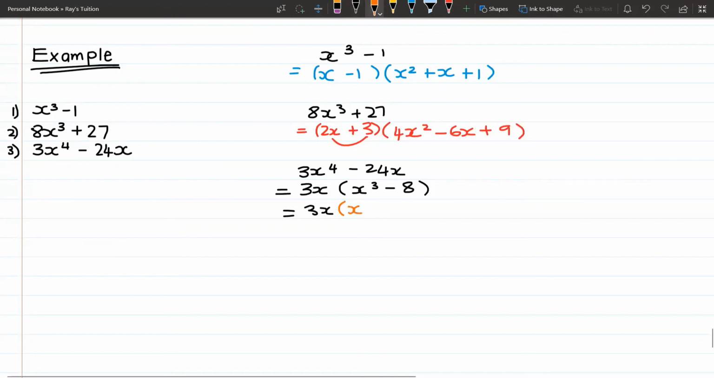So x minus 2, the cube roots of the first and second terms. The first term in the bracket squared, then multiply that together. x times minus 2 is minus 2x. Change the sign, it's plus 2x. And finally, the last term squared. Okay, so that is how we factorize a sum or difference of two cubes.